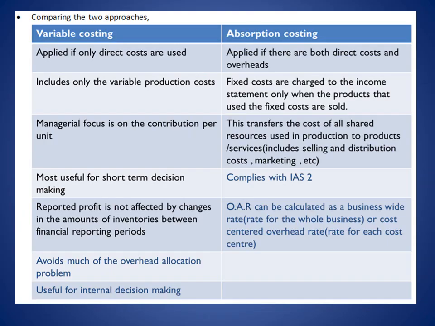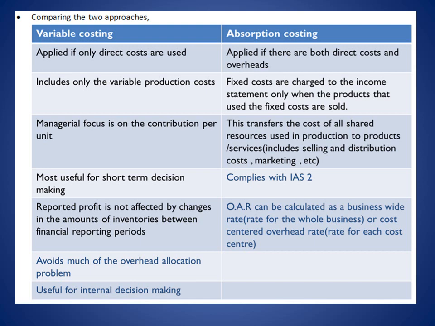Comparing the two approaches, variable costing is applied if only direct costs are used, whereas absorption costing is applied if there are both direct costs and overheads. Variable costing includes only the variable production cost, but absorption costing includes fixed costs also, and the fixed costs are charged to the income statement only when the products that use the fixed costs are sold. In variable costing, the manager's focus is on the contribution per unit, but in absorption costing, this managerial focus transfers the cost of all shared resources used in production to products or services.